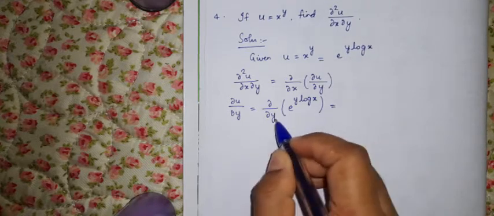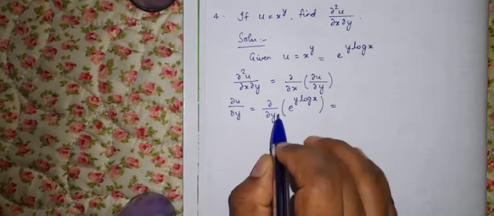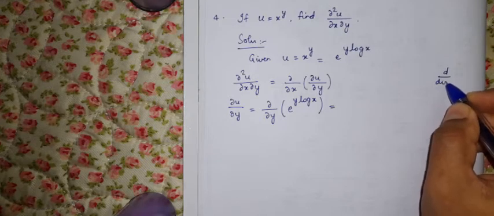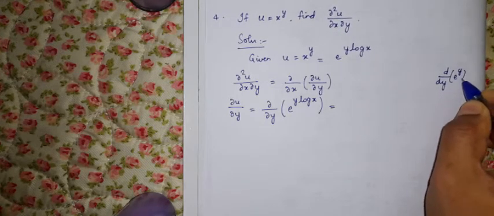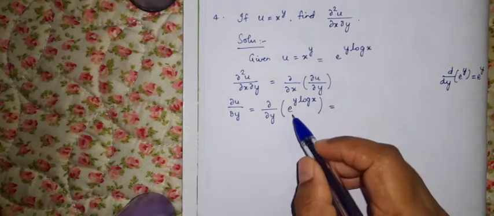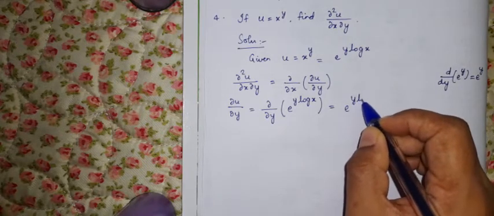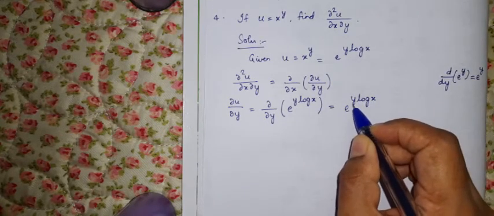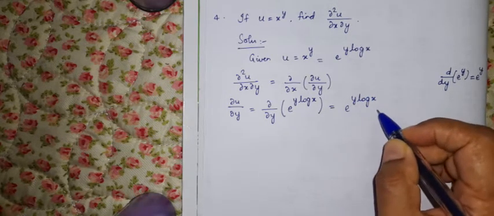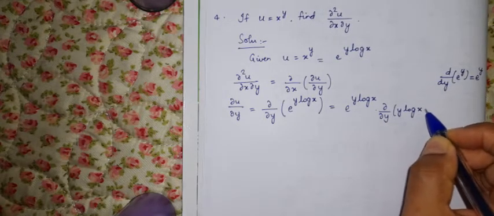Now, what is ∂/∂y of e^y? It is e^y. We have the formula d/dy of e^y is equal to e^y. So if you differentiate e^(y log x) with respect to y, you can write it as e^(y log x). But this is not just y. It is a term which contains both x and y. So you have to again differentiate that term with respect to y.